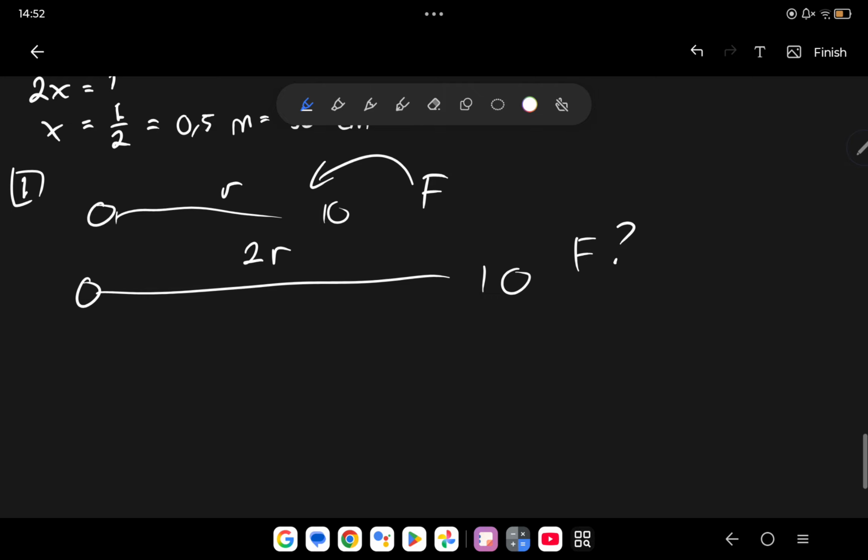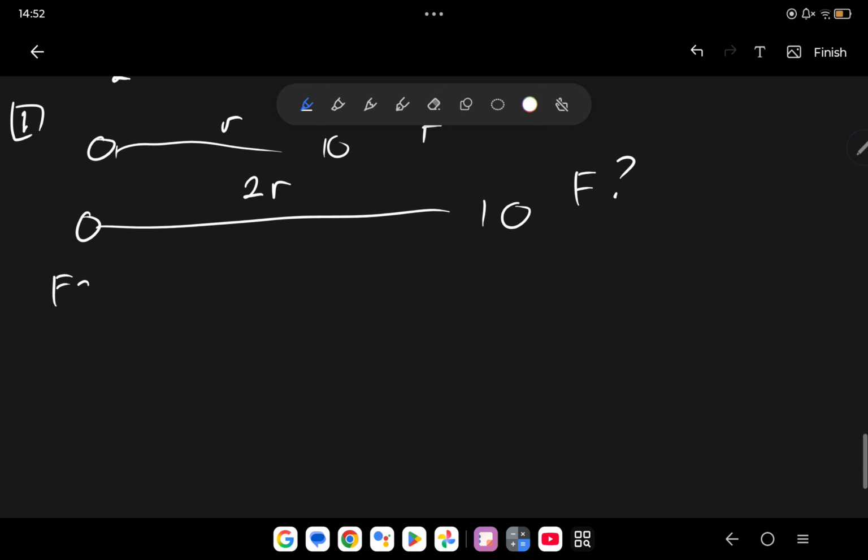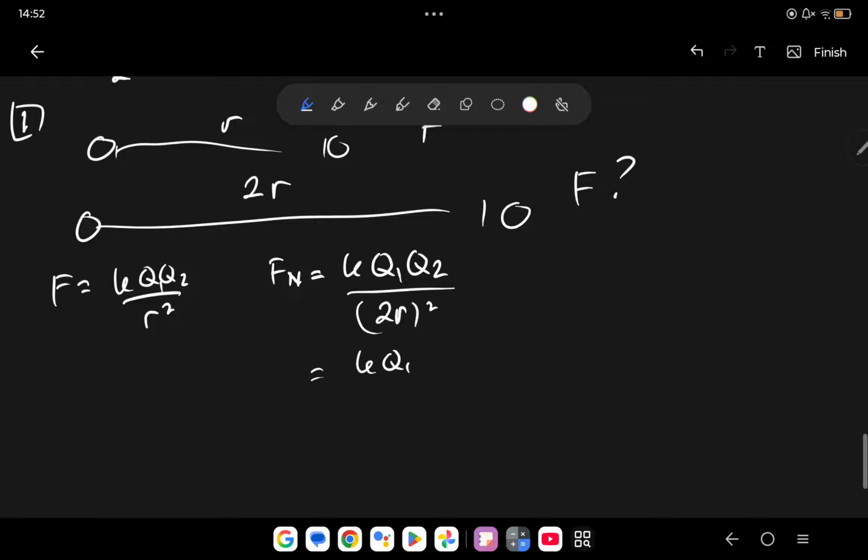Alright, cool. Let's think about this. Let's write down F equals K Q1 Q2. I forgot to write down r squared. Okay, cool. But then we changed it into 2r. So let's call it F new. It's equal to K Q1 Q2. Nothing changed, only r changed. So now this becomes (2r) squared, which is equal to K Q1 Q2 over 4r squared. Oh, but wait a minute. K Q1 Q2.